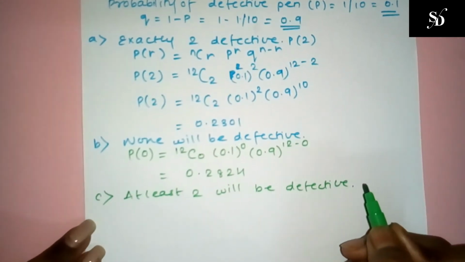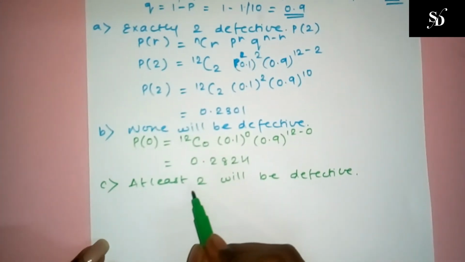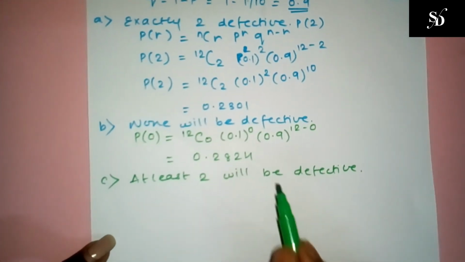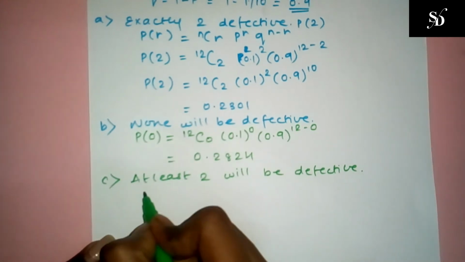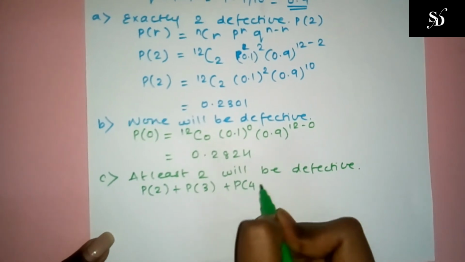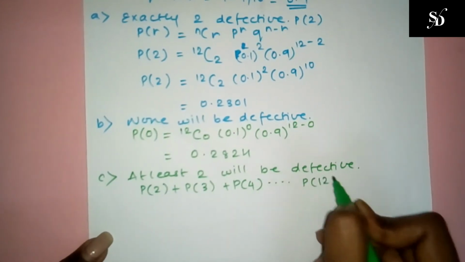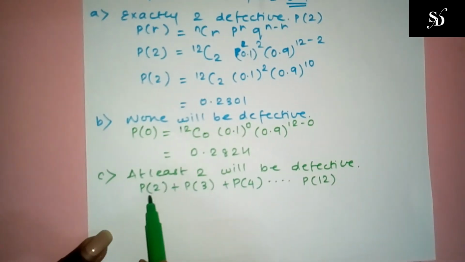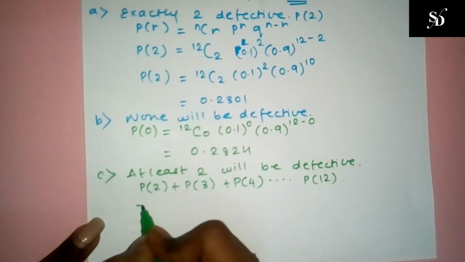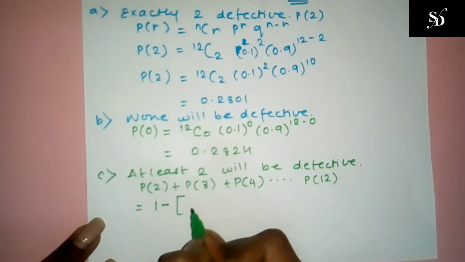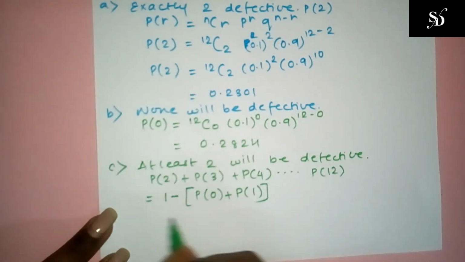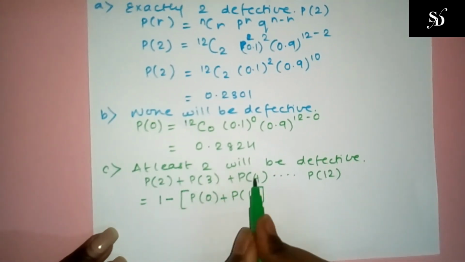Now what do you mean by at least 2 will be defective? It is कम से कम 2 will be defective. That is 2 या 2 से ज़्यादा भी हो सकते हैं. That is, 2 and more than 2 can be defective. So in this case it will be P of 2 plus P of 3 plus P of 4 until P of 12. So if we go to solve each and everything, it will become very lengthy. So we have a shortcut, that is 1 minus, we have P of 0 plus P of 1. So this is a short way to solve this kind of sums.